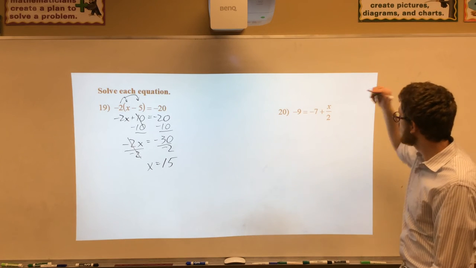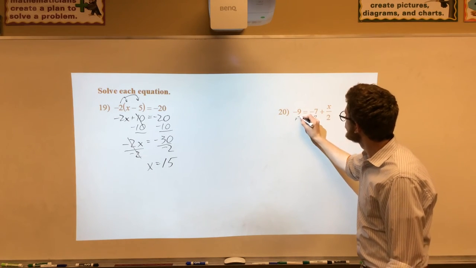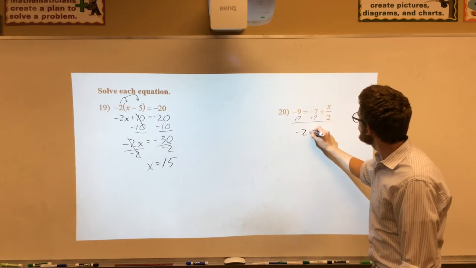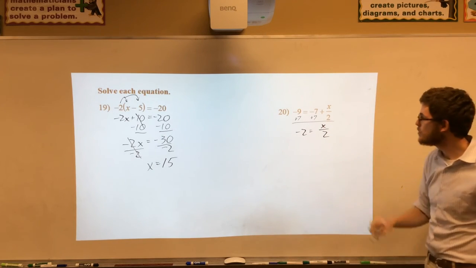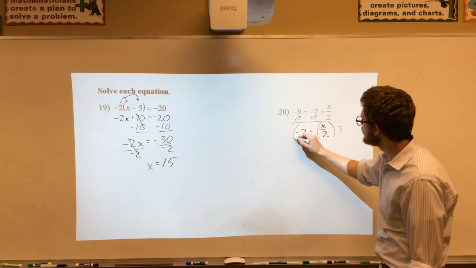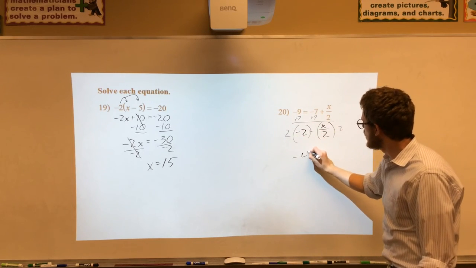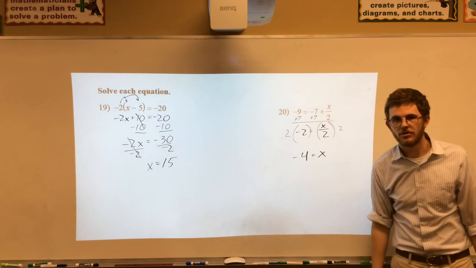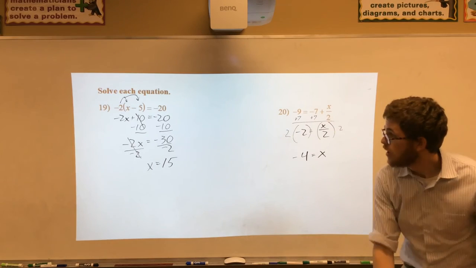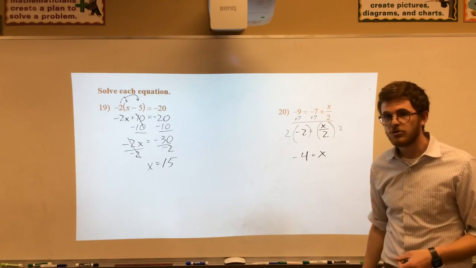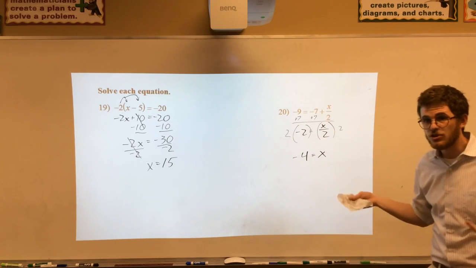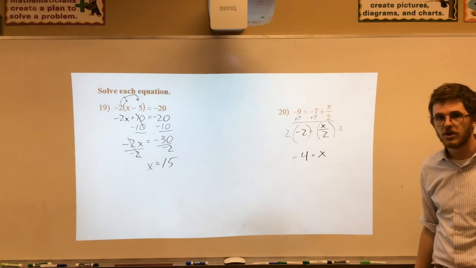On number 20, I would add 7 to both sides. Negative 2 equals x over 2. Because x is being divided by 2, I will multiply both sides by 2. And so x comes out to equal a negative 4. Sorry for any slight errors I might have said, things I'm going too fast. But this in general is what we need to know going into Algebra 1.